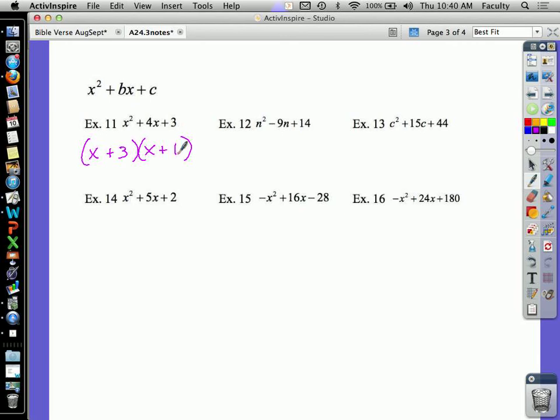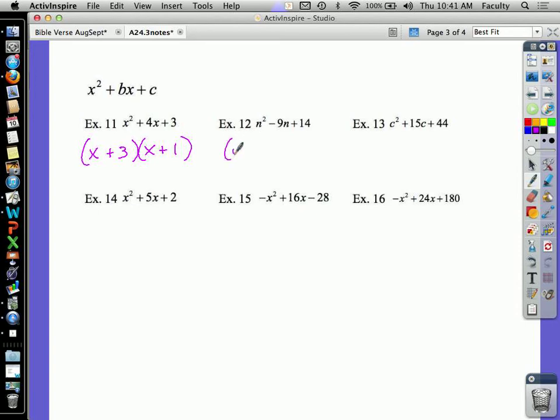Check your work when you factor. X times x is x squared. The outer is 1x, the inner is 3x. That adds up to 4x. 1 times 3 is 3. It does not matter. Remember, we already talked about this. If you put your x plus 1 times x plus 3, that's okay.